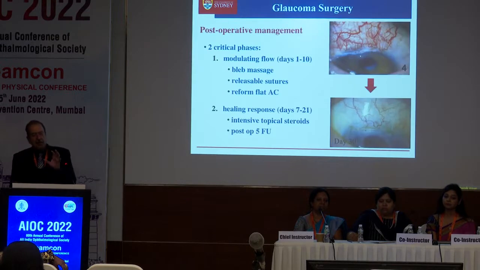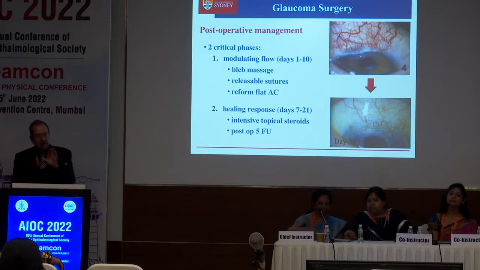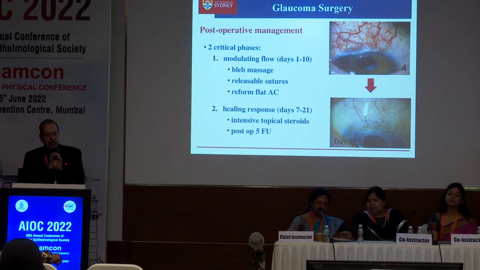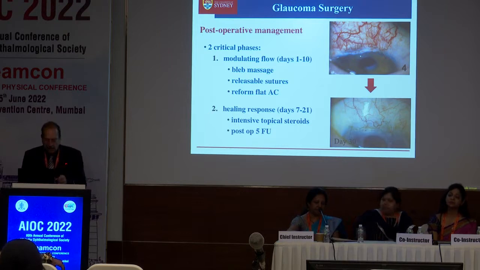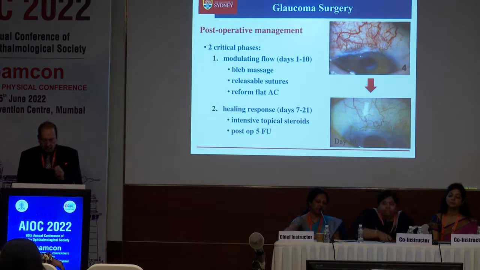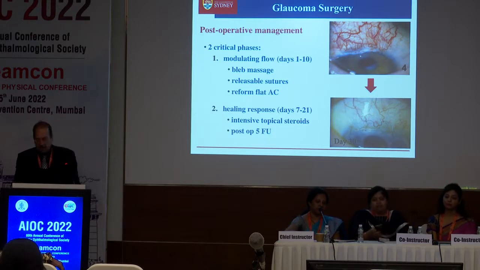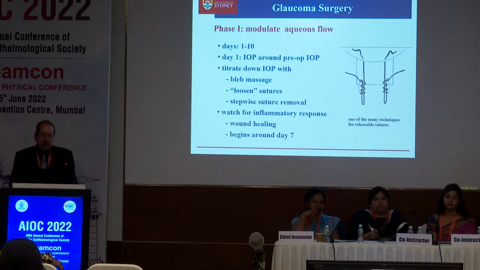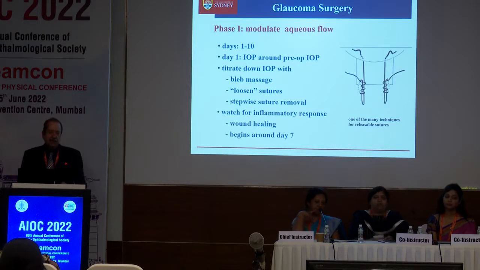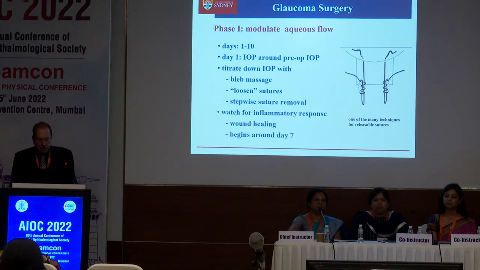The post-operative course is divided into 2 phases. The first 10 days or so, where we've got to modulate flow. So if you've got a flat AC, reform it. If you've got to release a suture, release it. And then after that, you go for the next 2-3 weeks, where you regulate the inflammation and flow. It doesn't matter what type of releasable suture you use, it's important to release them early. And it's best to release them one by one so you can titrate what you want to do. Sometimes it's necessary to do bleb massage.